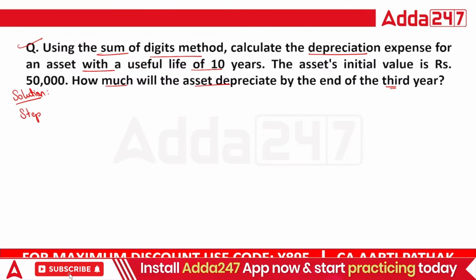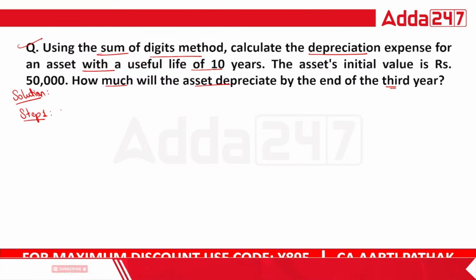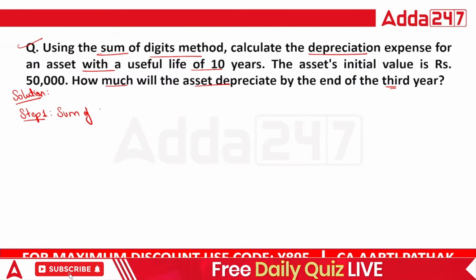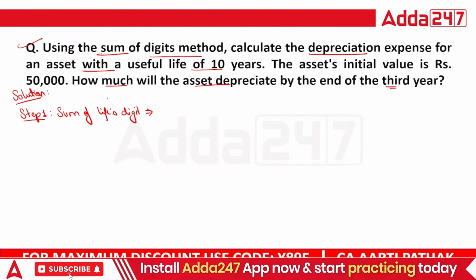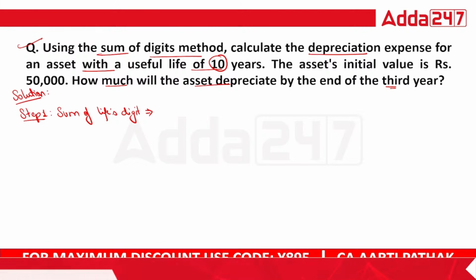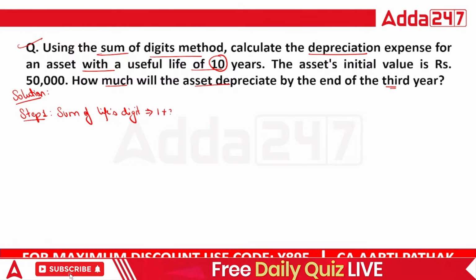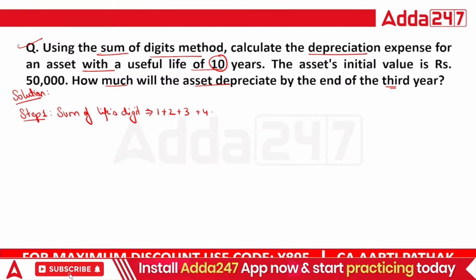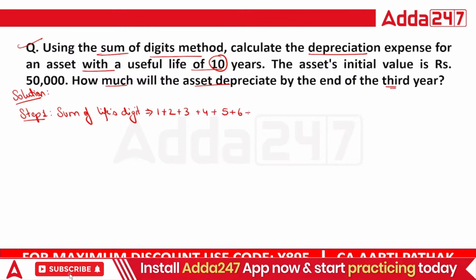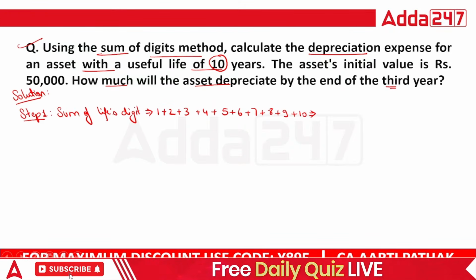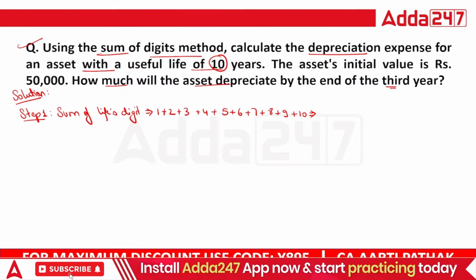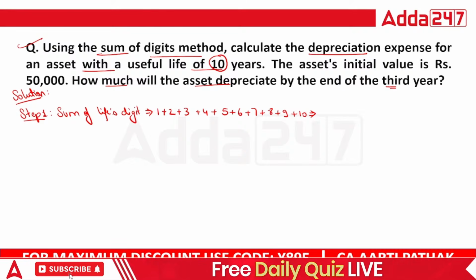Step 1 is the sum of the life's digits. Here the life is 10. So break it down: 1, 2, 3, 4, 5, 6, 7, 8, 9, 10. What is the addition of this? 10 plus 9 plus 8 plus 7 plus 6 plus 5 plus 4 plus 3 plus 2 plus 1 is equal to 55.